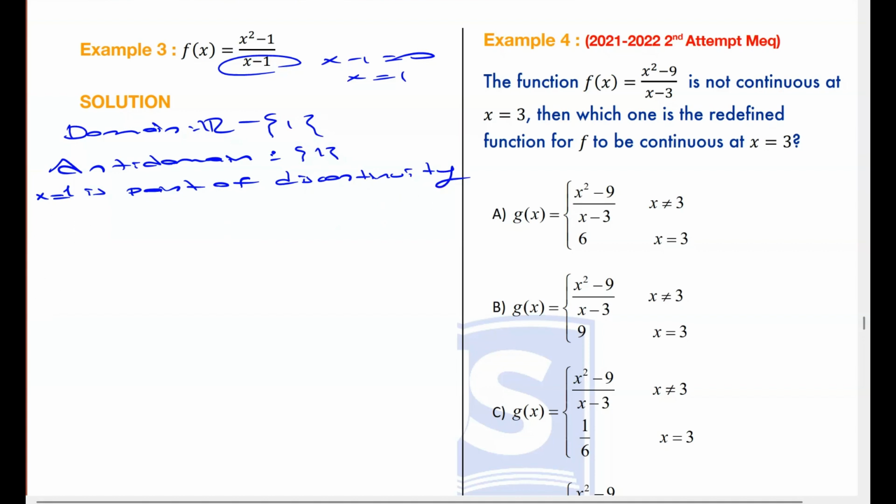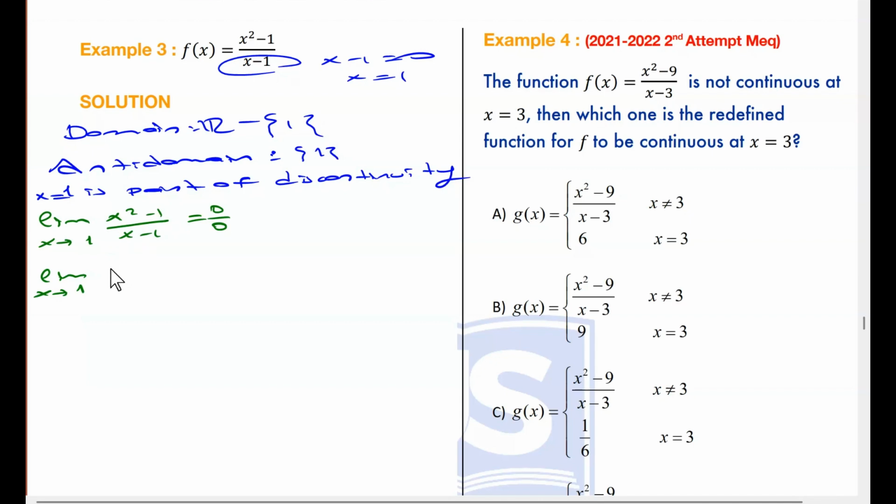Let's check. If it is removable, the limit should exist. If not, the limit does not exist. So check the limit at x equals 1. Limit as x approaches 1 of x squared minus 1 over x minus 1. When I insert 1 back, it's going to be 0 over 0, which doesn't mean the limit does not exist. Remember, it needs more work. So let's simplify the function, or use L'Hopital's rule if you are familiar with that.